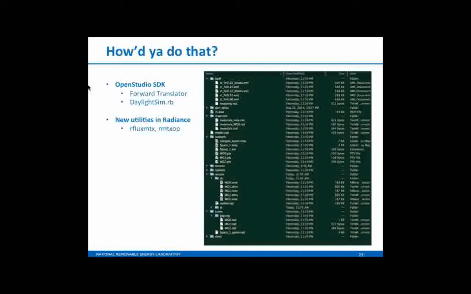This is just to show you the output. As I said before, the Radiance input isn't monolithic. There isn't just one file. There's lots and lots of files. And the point is, all of these things were created through that Radiance forward translator through the OpenStudio process. All you did was make your model, hit the run button.